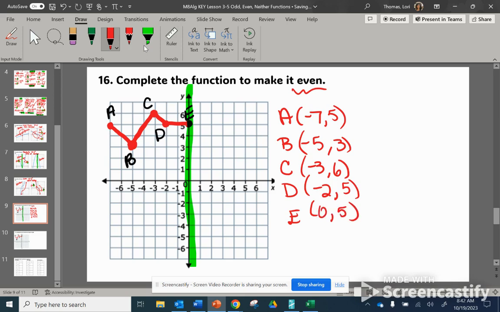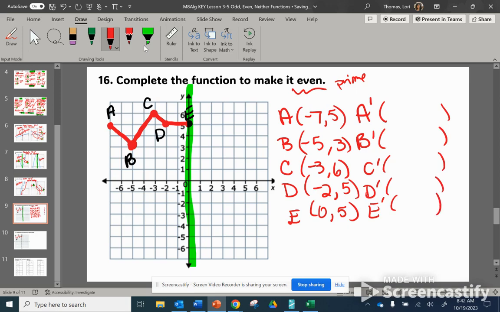Now we're going to draw 5 more points to make this an even function. So I'm going to use the notation of prime: A prime, B prime, C prime, D prime, and E prime. That apostrophe is called prime. It just means a transformation has occurred from the pre-image point. So when we're looking at odd or even functions, we know we have to look at the opposite x values and the outcome of the opposite. So I'm going to go ahead and get this ready. And 0 is neither odd nor even.